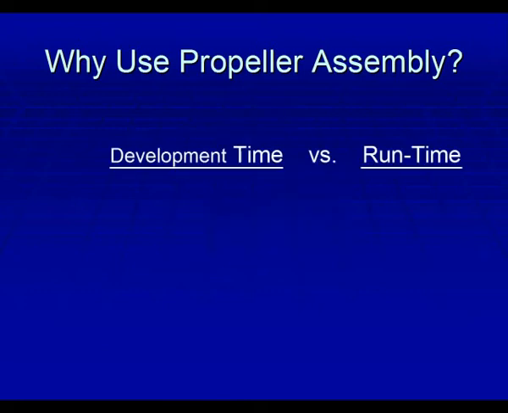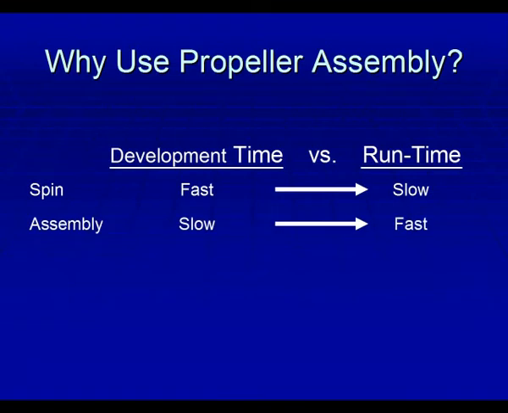And something to keep in mind is that there is a trade-off regarding development time and runtime. In Spin, just like many other high-level languages, the development time is relatively fast. The runtime is slow. That's relative, of course. And in assembly, the development time is typically pretty slow. The runtime is very fast.